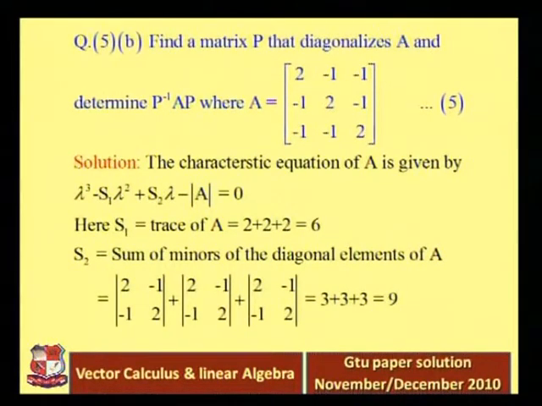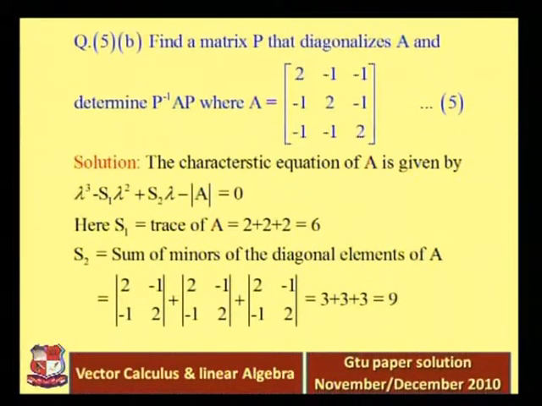Now here is another method to find the characteristic equation of A, that is lambda cube minus s1 lambda square plus s2 lambda minus determinant is equal to 0. Here s1 is equal to the trace of A. Trace of A means just the sum of the main diagonal elements, that is 2 plus 2 plus 2. You can see from the matrix what our main diagonal elements are, 2 2 2. So the sum of the main diagonal elements, that is our trace of A, 2 plus 2 plus 2, that is equal to 6.